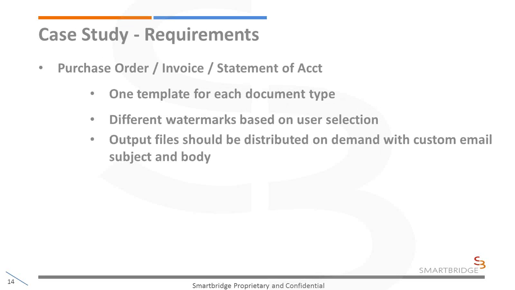There were some simpler documents. Purchase orders, invoices, and statements of accounts were very straightforward, and we were able to leverage using one template for each type of these documents, even though they had needs in terms of different watermarks and different distribution outputs. We were still able to use one template for each of those different document types to save us time, and then use common business functions, common logic that we could apply to each of those documents, and leverage that for time saving. So we'll go into more detail about that later.